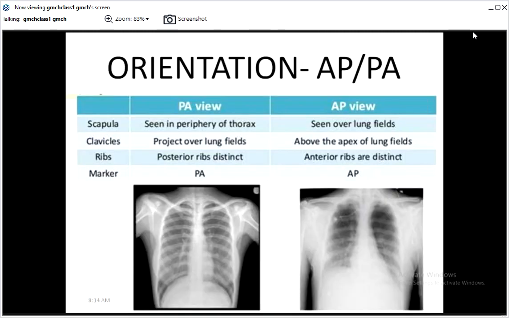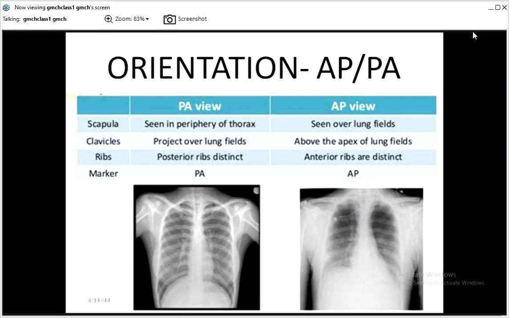Now, what are the features which differentiate an X-ray as PA or AP? How can we say? You have to keep in mind that in a PA view the radiations are coming from the back, and when it is an AP view they are coming from the front. If you keep these things in mind, you will come to know what the features could be.